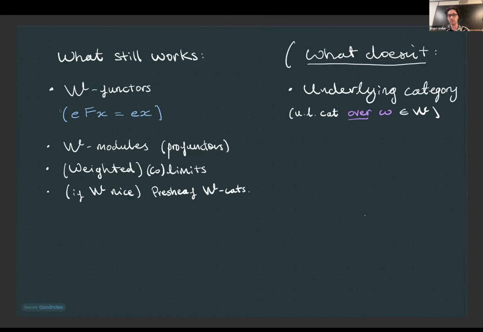If you pick an object in the base, you can just look at objects lying over that and get an underlying category of objects over W. But in general, there's no one category that plays in any reasonable sense the role of the underlying category of a W enriched category. And the other thing that doesn't work is there's no reasonable way to regard W as a W category, even if it's as nice as possible.